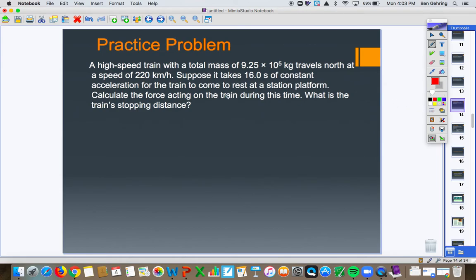One more time. You have a high-speed train. I want to know the total stopping distance. Here we got to go a little bit farther, and try things a little bit different. We have a total mass of 9.25 times 10 to the 5th kilograms traveling north at a speed of 220 kilometers per hour. Suppose it takes 16 seconds of constant acceleration for the train to come to rest at a stationary platform. Calculate the force acting on the train during this time, and what is the train stopping distance. So work through this one. I'll put your answers on the next slide.